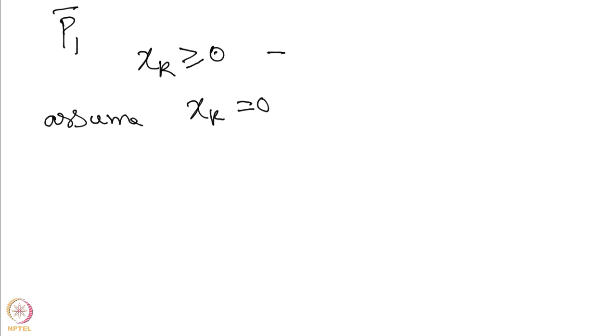So, in a sense, V is an upper bound for player 2's payoff, and U is an upper bound for player 1's payoff here. Okay. So, what will happen here is that, now let us look at P1 bar. Let us say one of the constraints we have is xk greater than or equal to 0. Suppose we take some x in this polyhedron and let us assume that xk is equal to 0.